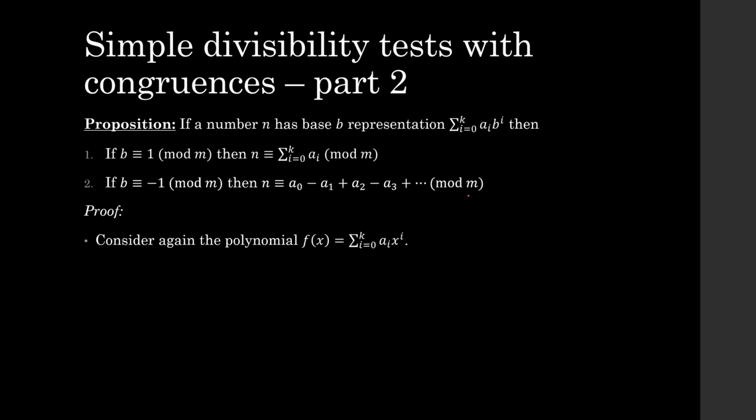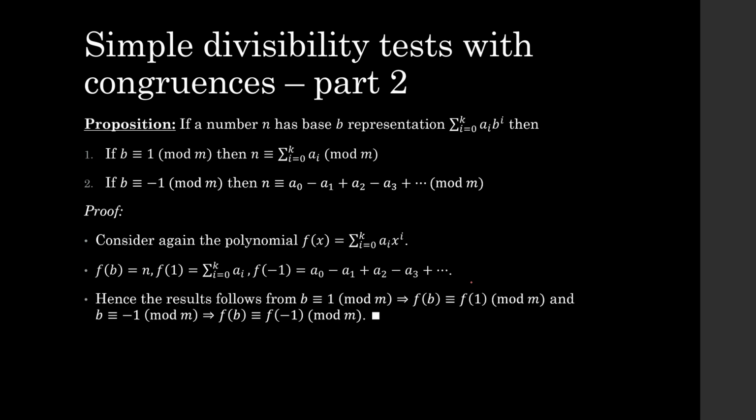We're going to consider the same polynomial as last time, and it's going to be a similar proof. We've got that f(b) equals n, just like last time. We've got that f(1) equals the sum of the digits, because if we plug in 1 to the i, that's just going to give us 1 for all of them. And then f(-1) is going to give us the alternating sum, because any even power is going to give us 1, and any odd power is going to give us minus 1 as a coefficient. So it's going to give us that alternating sum.